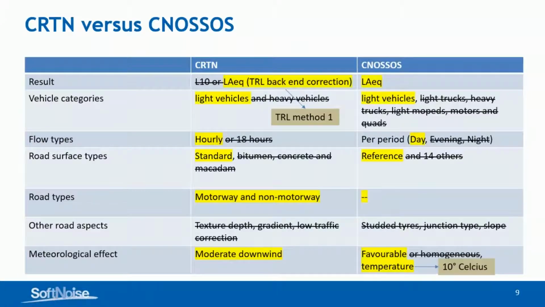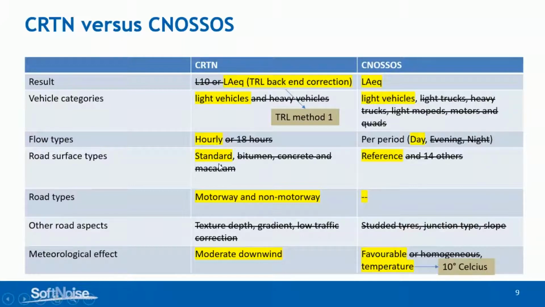So I had to make a choice, and this is the choice I made. In CRTN I used the TRL back-end correction method 1 to convert the L10 to LEQs. And in CNOSSOS, of course, there's only one option, LEQ. Then, to make a good comparison, I only used light vehicles. Then, of course, in CNOSSOS, only light vehicles. For the flow types, in CRTN, I used hourly flows, and in CNOSSOS, I only selected the day period. So I made a comparison for the day period, the 12 hours in the day period, and also the 12 hourly values for the 12 hours that are in the day period.